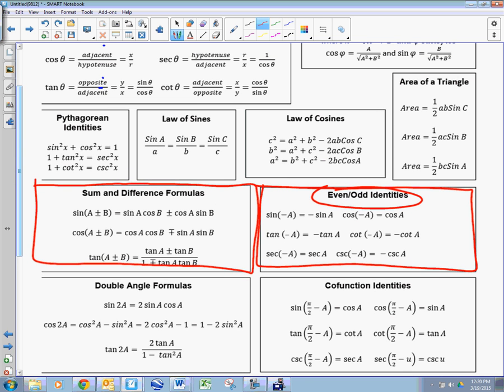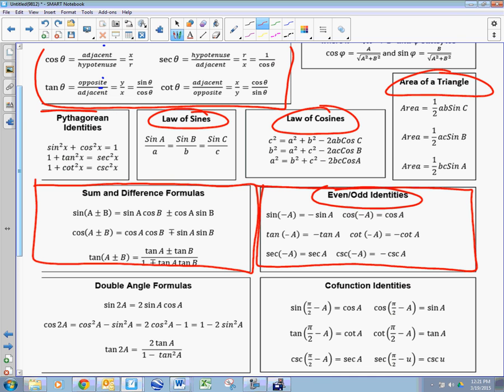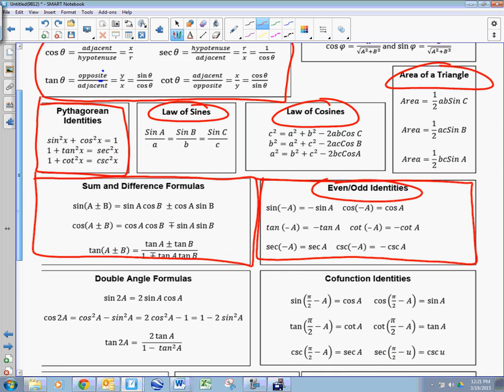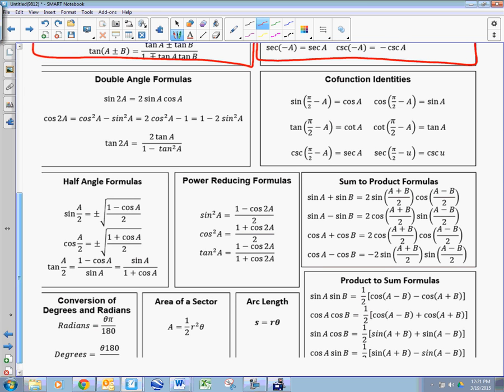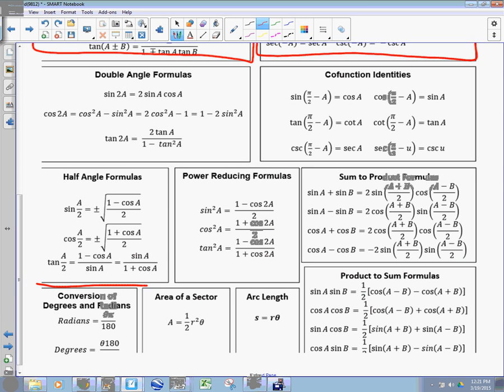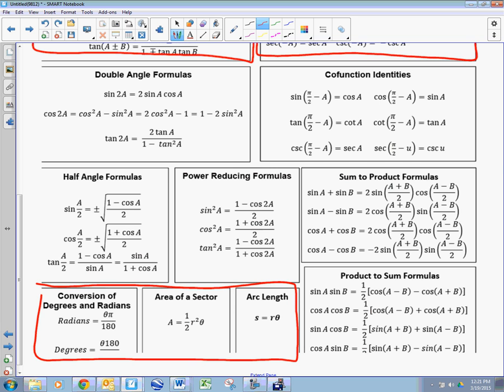Have you already learned the law of sines? How about the law of cosines? Area. You learned this top box up here. These Pythagorean identities, we know that as well. So today we kind of navigate on down. We already know some of these other things. We know conversion of degrees to radians, area of sector, arc length. So this is some good stuff.